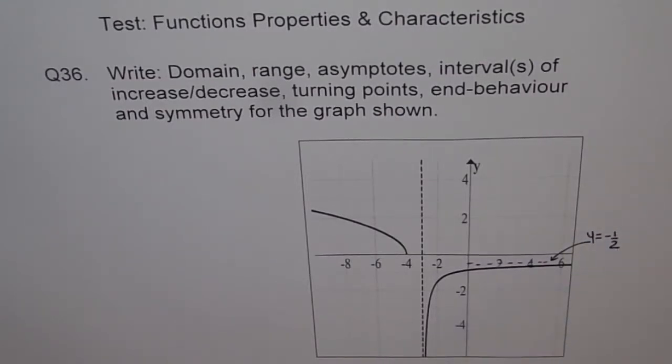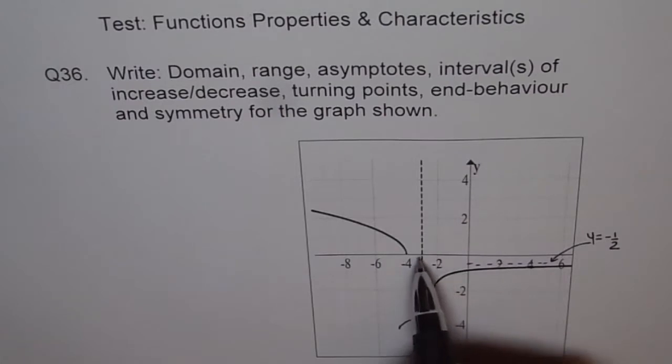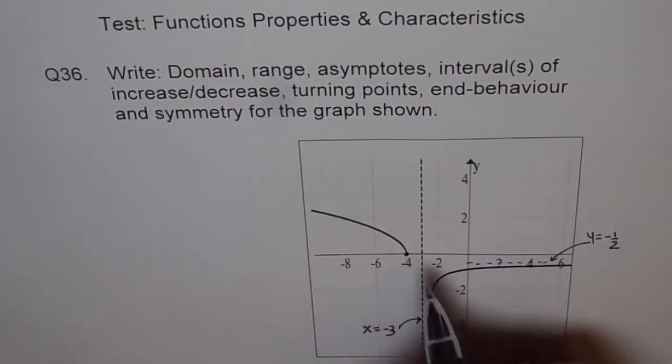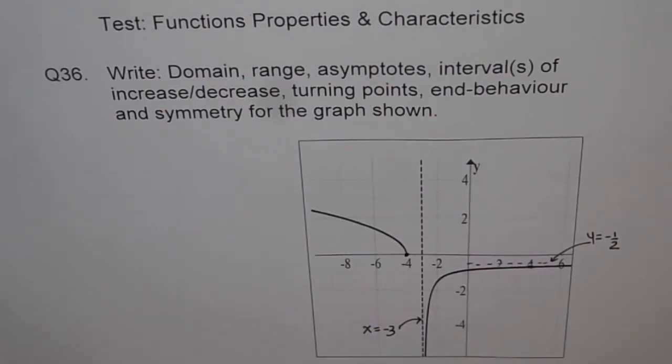Correct? So we are trying to analyze, and here we have a vertical asymptote, correct? And this vertical asymptote is at -3. So we'll say this vertical asymptote is at x equals -3. Correct? And we are including this point in our domain and range, okay? Now let's write down all the characteristics of this graph, starting with domain.